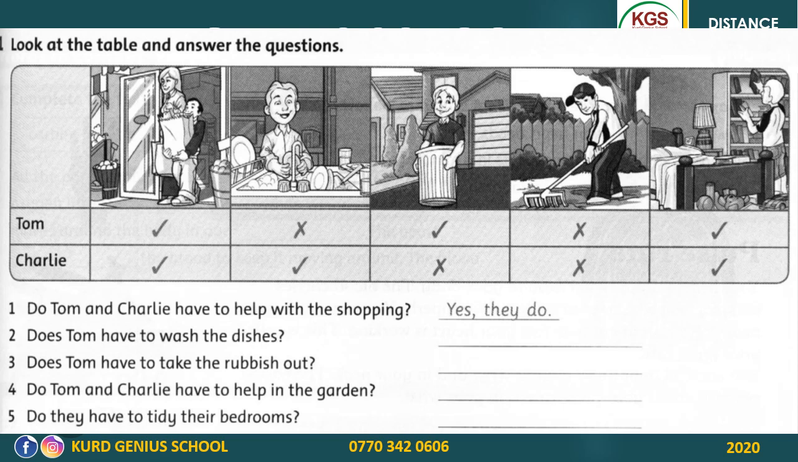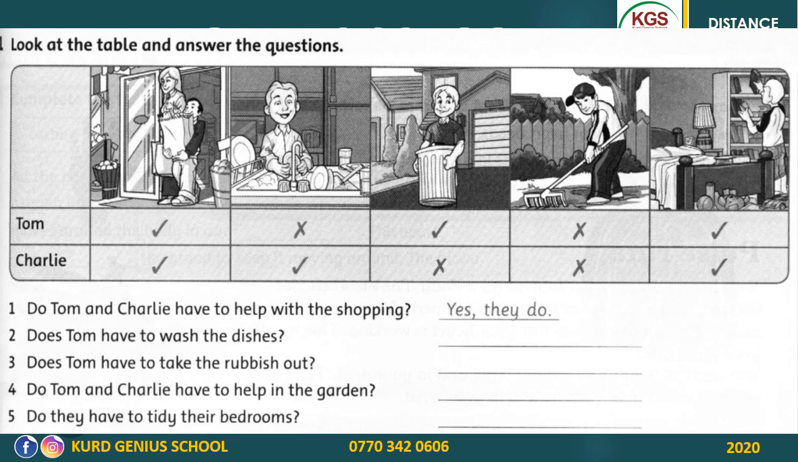Okay guys, so look at this exercise on page 77. What do you have here? It says look at the table and answer the questions. So that's exactly what we're going to do. Please focus on the ticks and crosses on each of the pictures when it asks you in the exercise. Now, let's look at the first example and see what's going on. It asks and says, do Tom and Charlie have to help with the shopping?